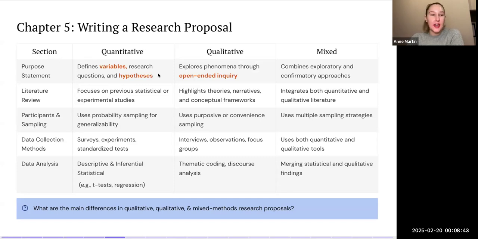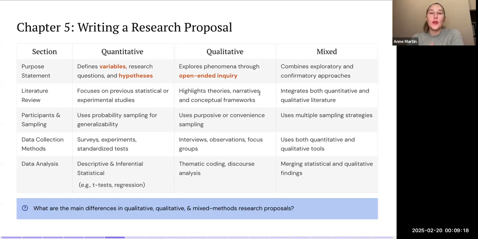In the purpose statement in the introduction of your quantitative research proposal, you would be defining your variables, your research questions, and your hypothesis. What is the relationship between those variables? We'll look at some examples, so I'll stop there. And in a qualitative proposal, you are talking about the phenomenon that you hope to understand and posing the open-ended questions that will drive that. Mixed, of course, will have both those exploratory and confirmatory elements.